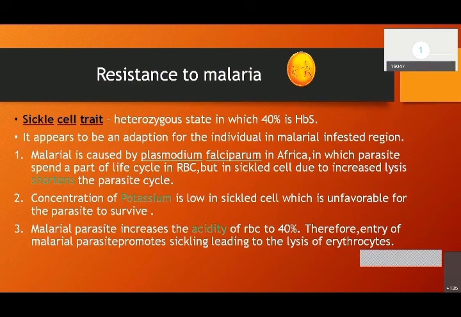Second, the concentration of potassium is low in sickle cells, which is unfavorable for the parasite to survive. And the third is that the malarial parasite increases the acidity of the RBC itself, but in sickle cells, after the entry of the parasite, the acidity increases to 40%, which normally is 0.2%. Therefore, the entry of the malaria parasite itself promotes sickling, which leads to lysis of the erythrocytes.